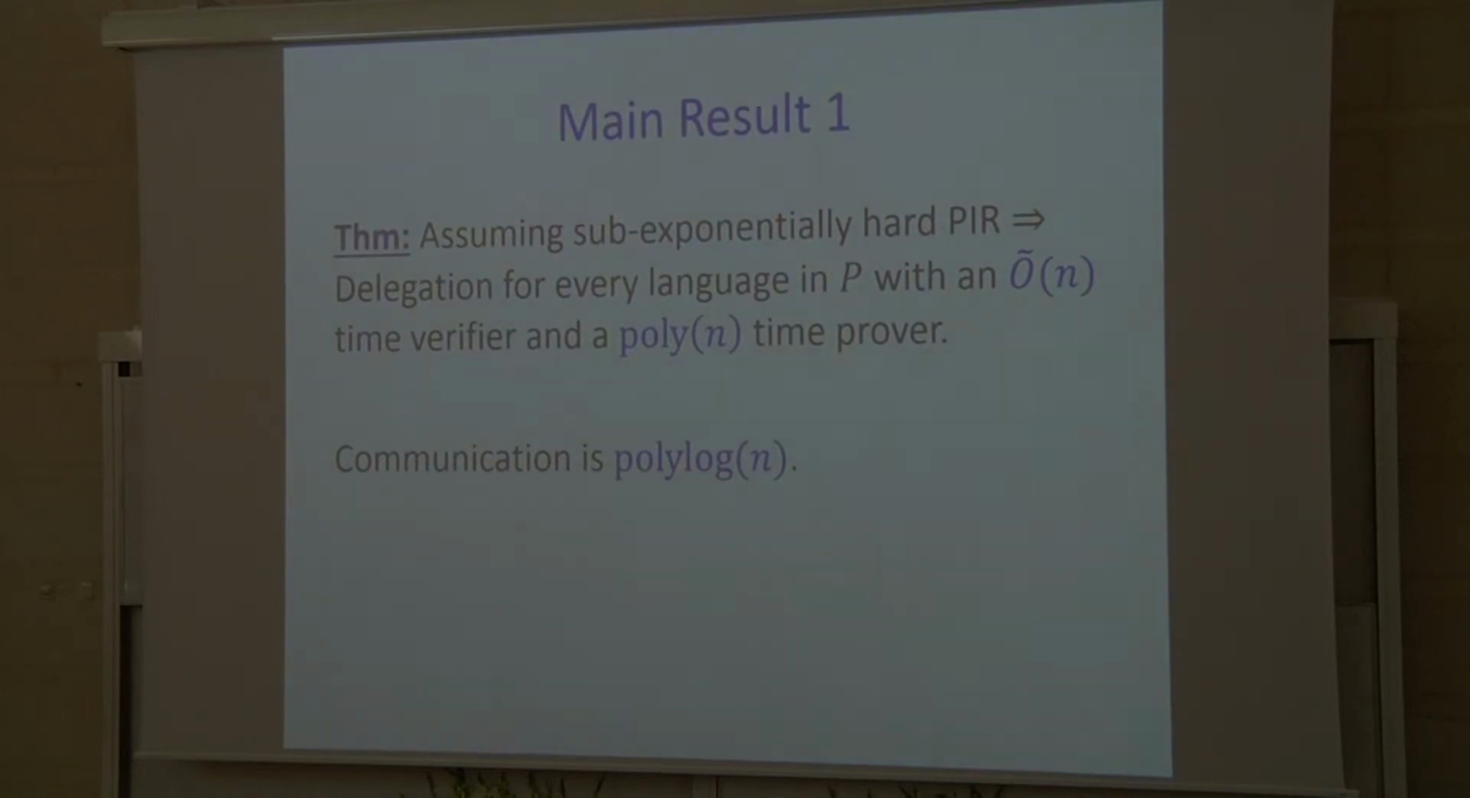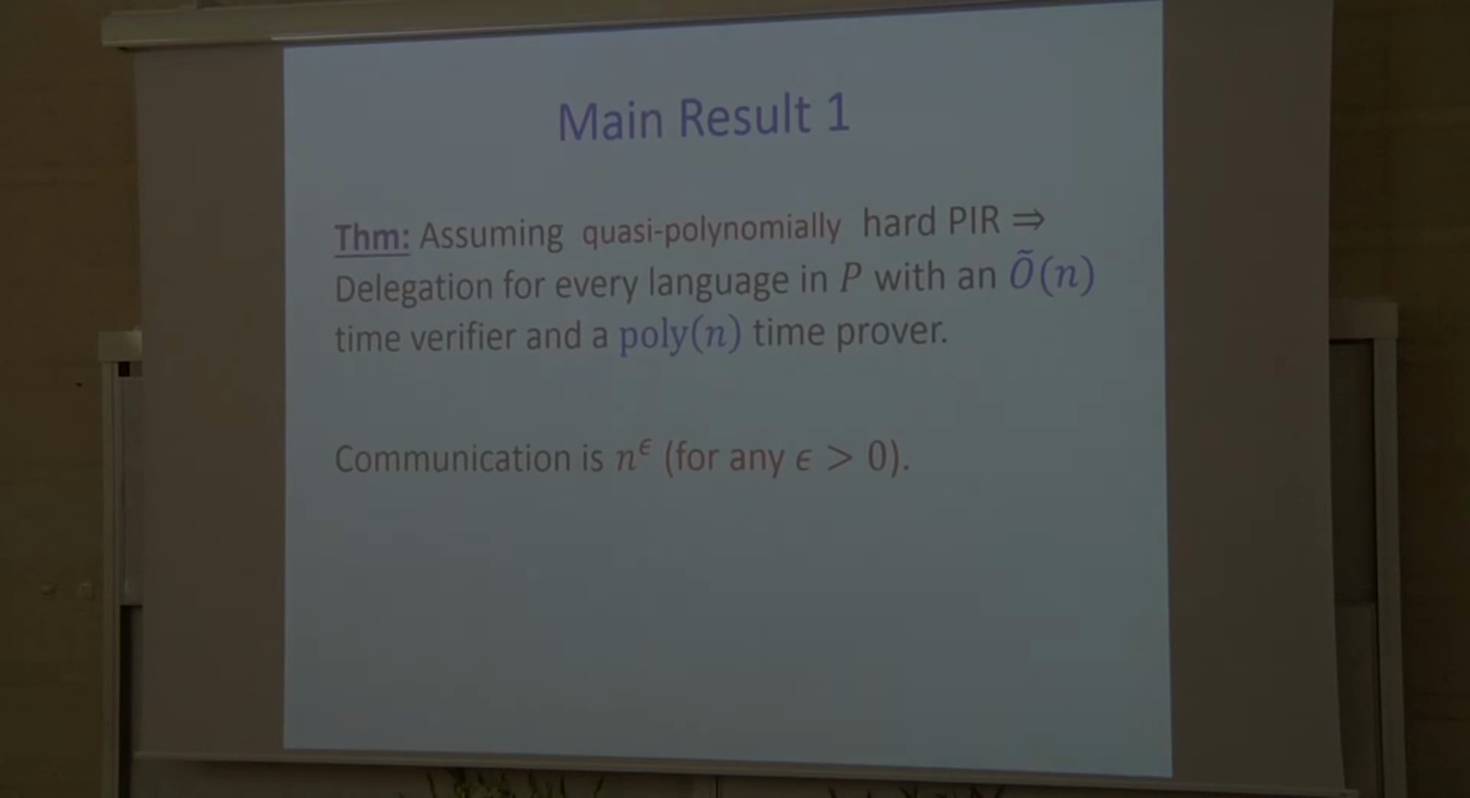So suppose you have a language that you can compute in n cubed time, or n to the 5 time, where the verifier is going to run almost in linear time. So this O tilde is hiding polylog factors. And the prover is going to be polynomial time. The communication is polylogarithmic in n. Okay? Different variant of that. So if you only want to assume a slightly weaker cryptographic assumption, so only quasi-polynomial security, you actually get the same result, except that the communication increases to n to the epsilon.